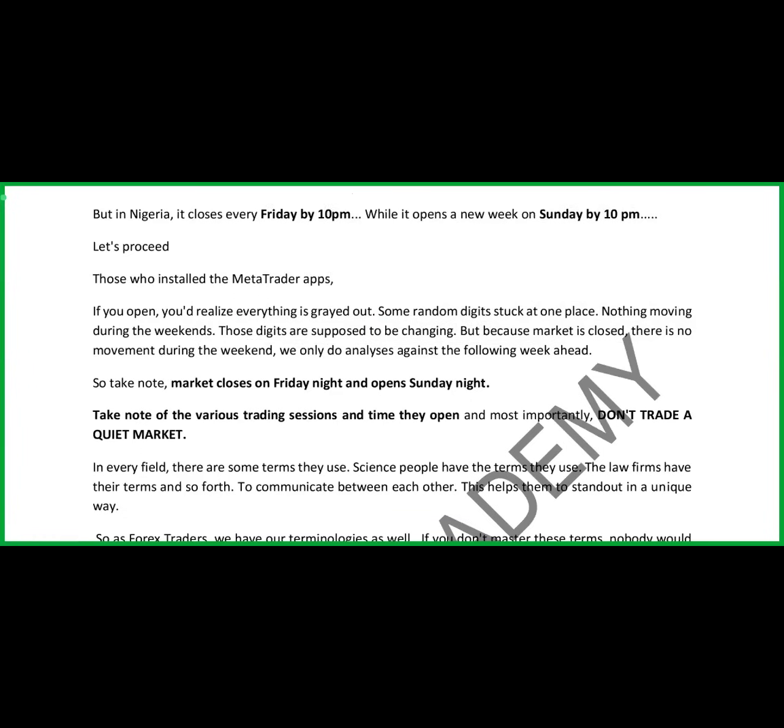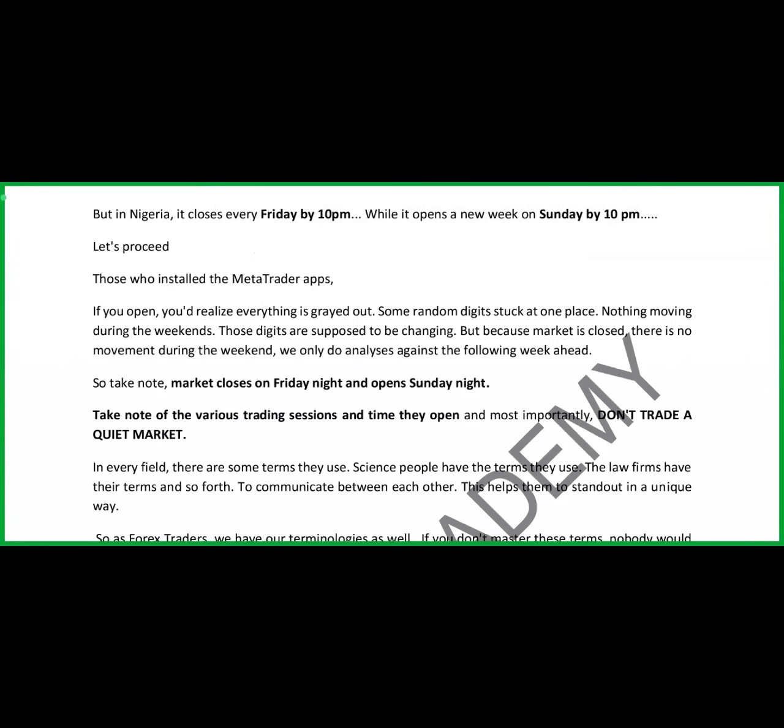This content here is going to tell us that in Nigerian time, the market closes Friday by 11 p.m. During their summertime, maybe April to around September, it's going to be 10 p.m. in Nigerian time, and the market opens back again by 10 p.m. during that April to September time. But currently, the market will close on Friday by 11 p.m., then open on Sunday by 11 p.m.